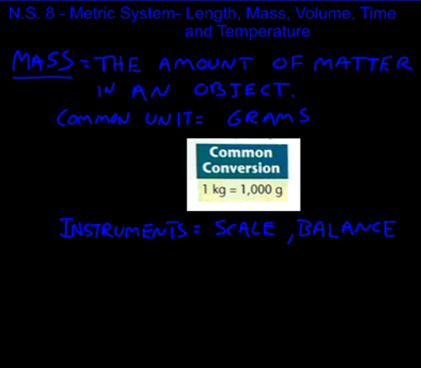Scientists use triple beam balances and other kinds of balances to find mass. Often we will use electronic scales as well.